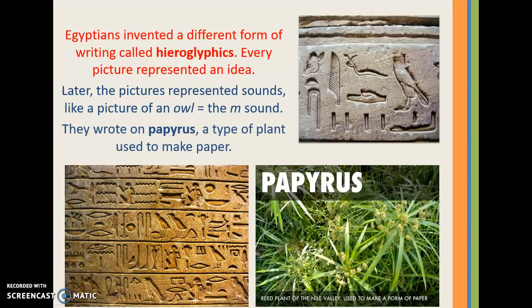They wrote on papyrus, which is a type of plant used to make paper. So they would turn that plant in very, very thin, dry it out, and then they had paper. That's where the word paper comes from: papyrus.